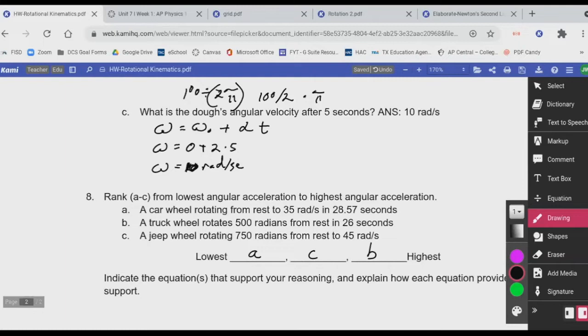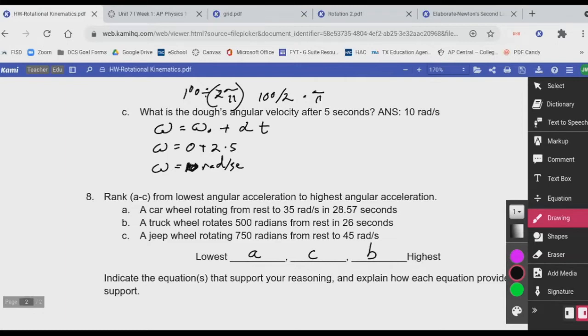Indicate the equations that support your reasoning. That's how you actually get it done. You use a kinematic equation for each one. You solve for angular acceleration, and then you'll see which one has the smallest to the largest. But the order that I got was ACB.